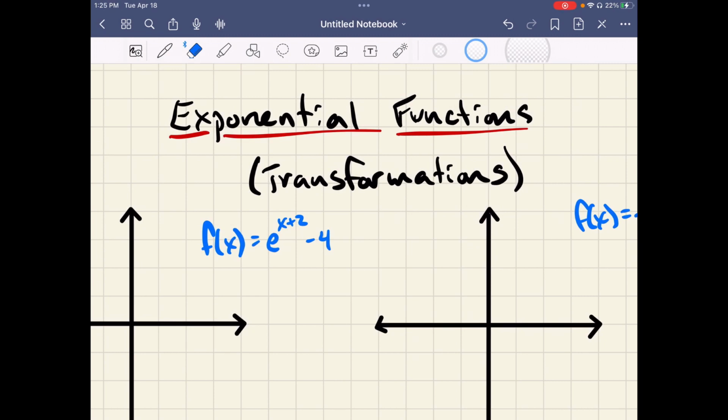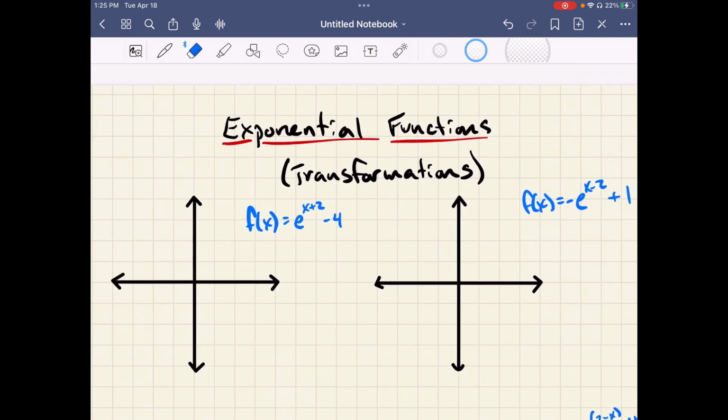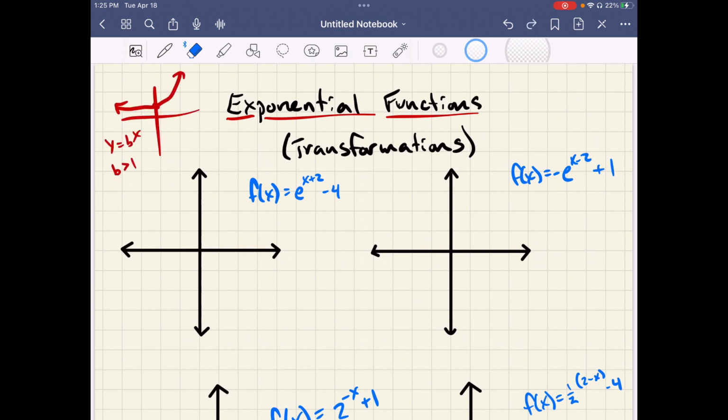In this video, we are going to talk about exponential functions and how to perform transformations on them. That is, shift up, down, left, right, and possibly even reflect it over the x and/or y axis. So I'm going to remind myself of the parent functions of exponential functions.